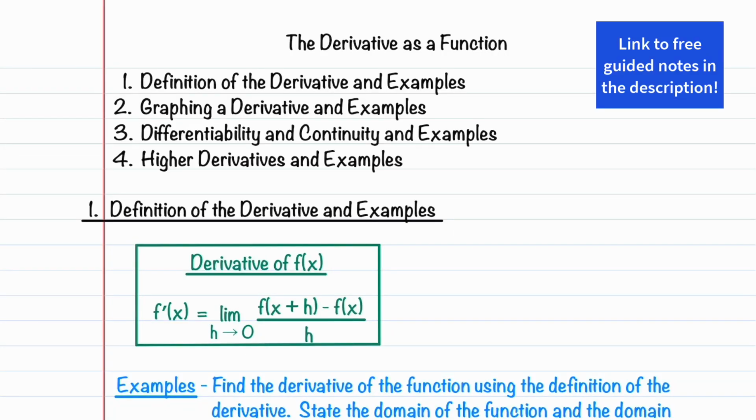In this Calculus 1 video, we're learning about the derivative as a function. We'll start by going over the formal definition of the derivative and then see how to use it to find the derivative of a function step by step.